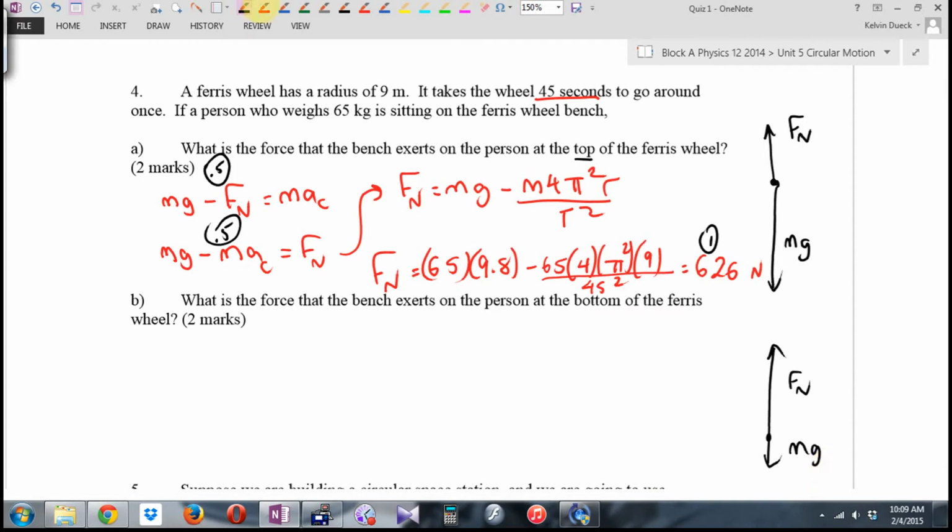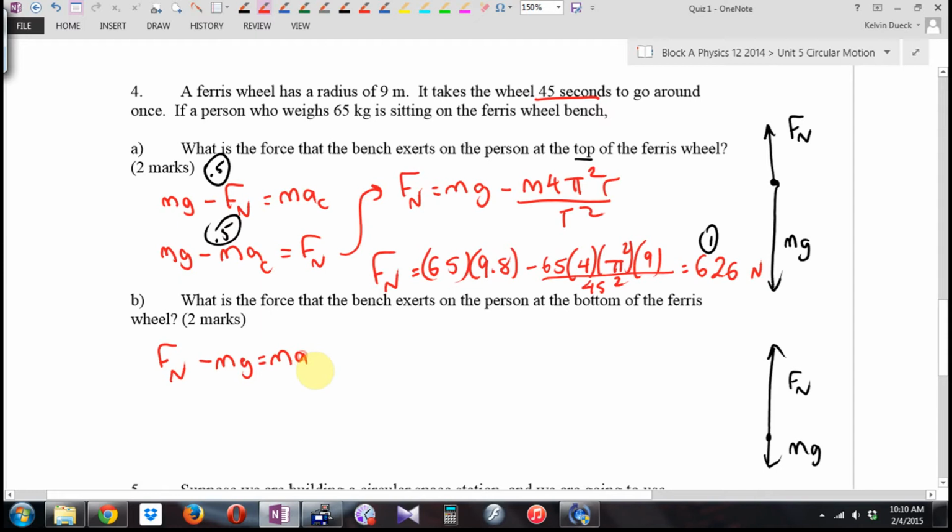In fact, as an equation, it's going to look like this. Normal force minus mg equals m a_c. Whoop, the c should be down as a subscript, Mr. Dueck. The normal force ends up being mg plus m a_c.